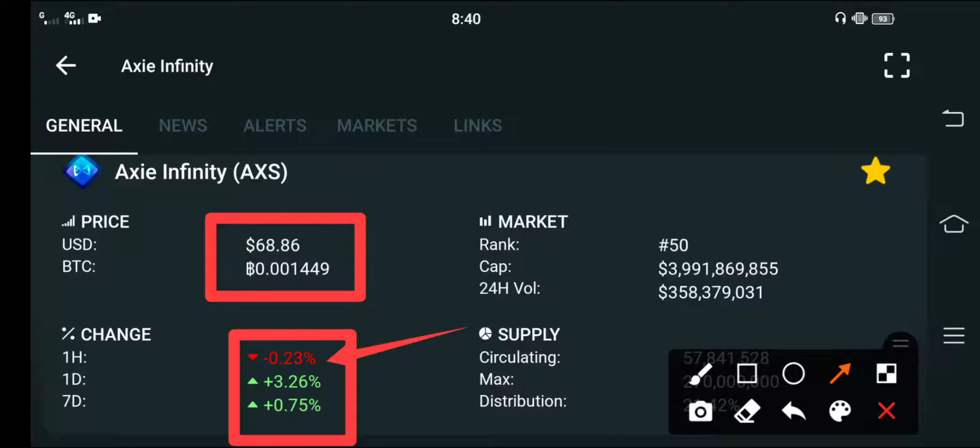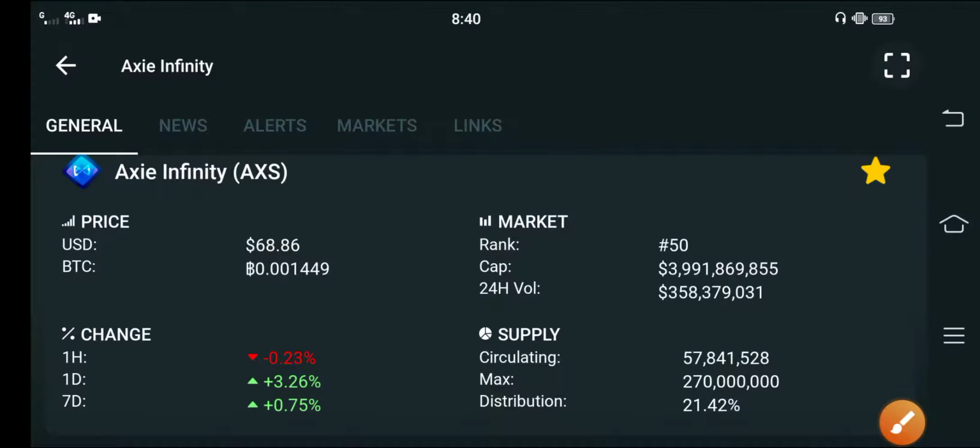are positive, guys. You can see here that the last 1 day and last 1 week changes in AXS Infinity are positive, guys. So I'm very happy to see these positive changes, and I'm sure, guys, you are already feeling happy about AXS Infinity, guys.